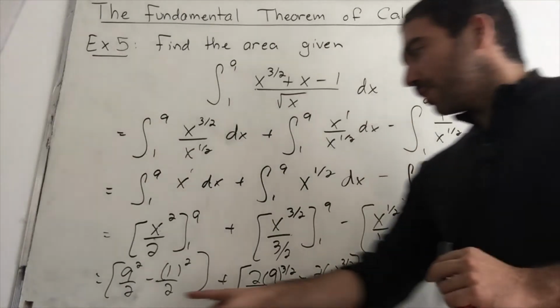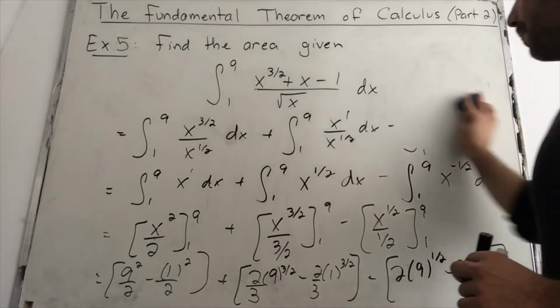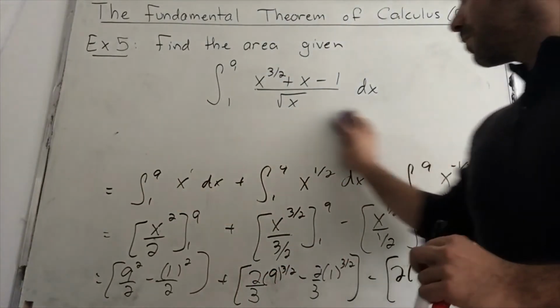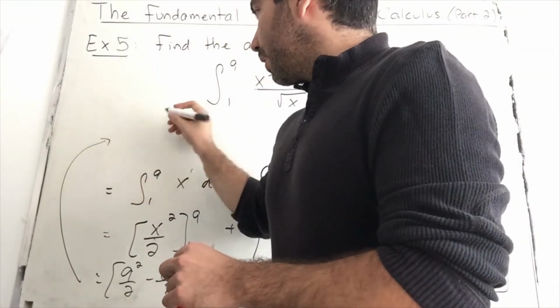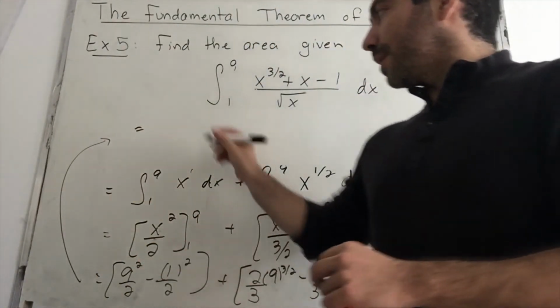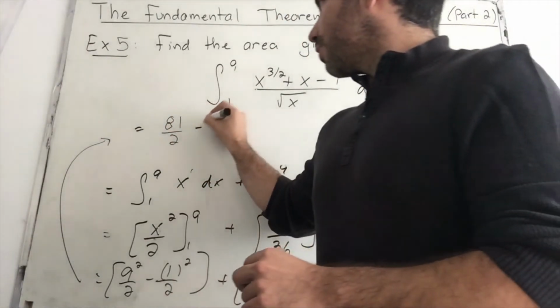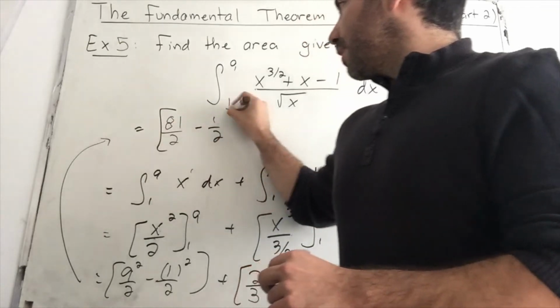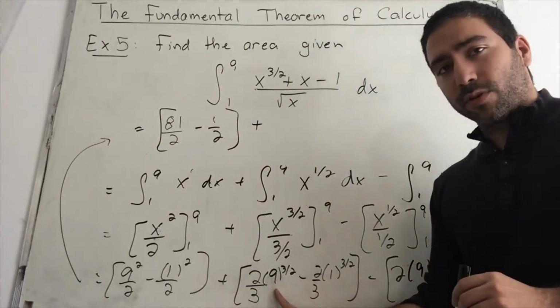Okay, so we separated. Let's deal with each term individually. I'm just going to erase up here to give myself more room. Here we have 9 squared divided by 2, that's 81 over 2, minus 1 over 2. That's this piece here. The second piece, again without a calculator, this looks difficult, but it's actually not too bad.